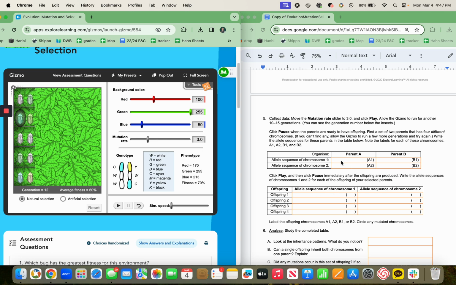So we're going to go ahead and put them in for the sequence of the parents. Okay, so for parent A, I would put CWW for chromosome 1, and then right here I would put YWC for its different chromosome 2. And then parent B, I would put WWW for chromosome 1 and GYW for chromosome 2. Now we're going to see what their offspring look like.